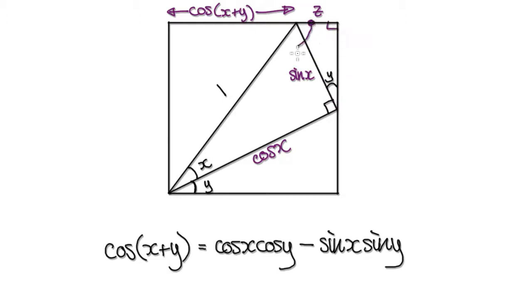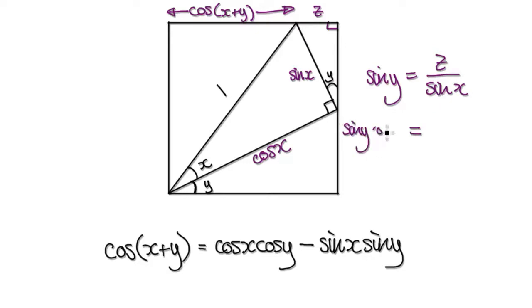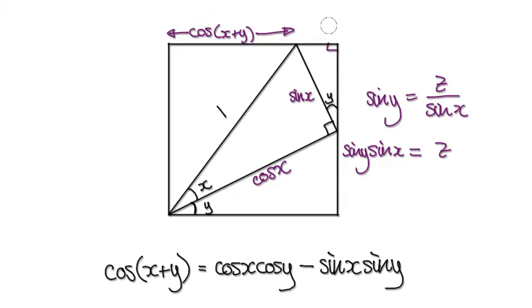Okay, so this length now, let's call this length Z, and then looking at this triangle here, we know we're going to need sine. So sine the angle, which is y, equals Z divided by sine x. So Z equals sine y sine x. So this length here will be sine y sine x. So that's what we know so far.